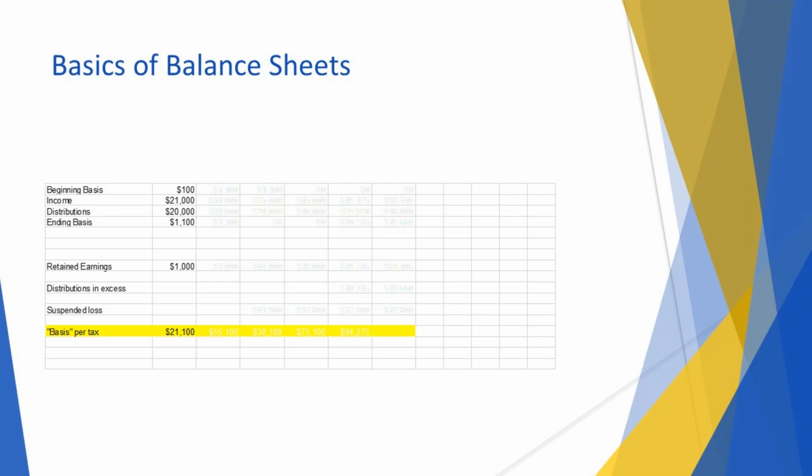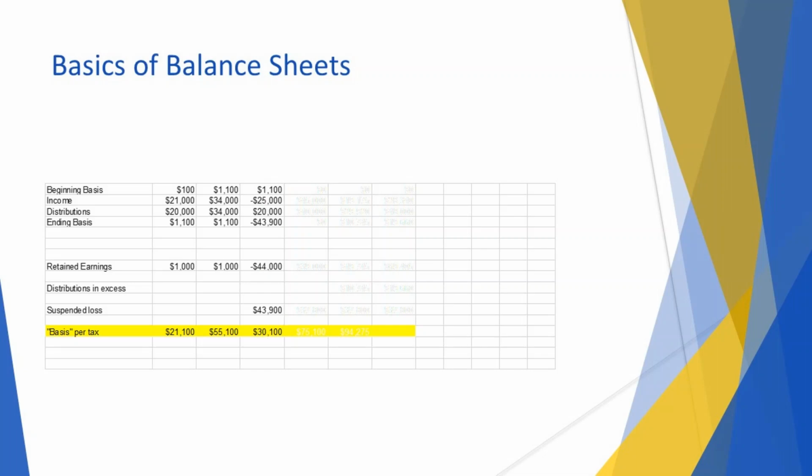Her basis statement fails to recognize her distributions, so it says she has $21,100 in basis. Year 2, Sally has $34,000 in net income and $34,000 in distributions. This means she left the same $1,000 in the company from year 1. No change to her basis or the company's retained earnings. But her basis statement once again fails to recognize her distributions and says her new basis is $55,100.